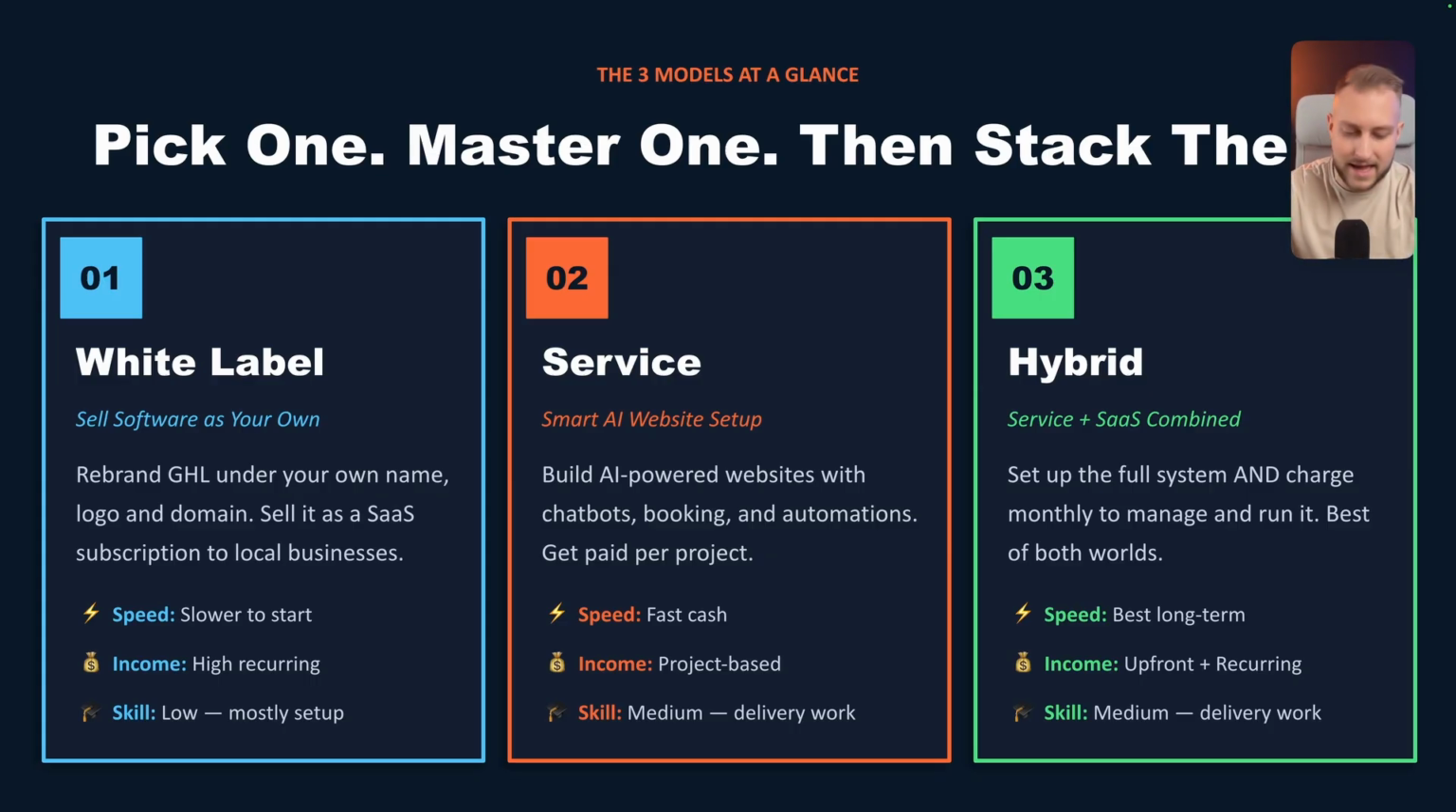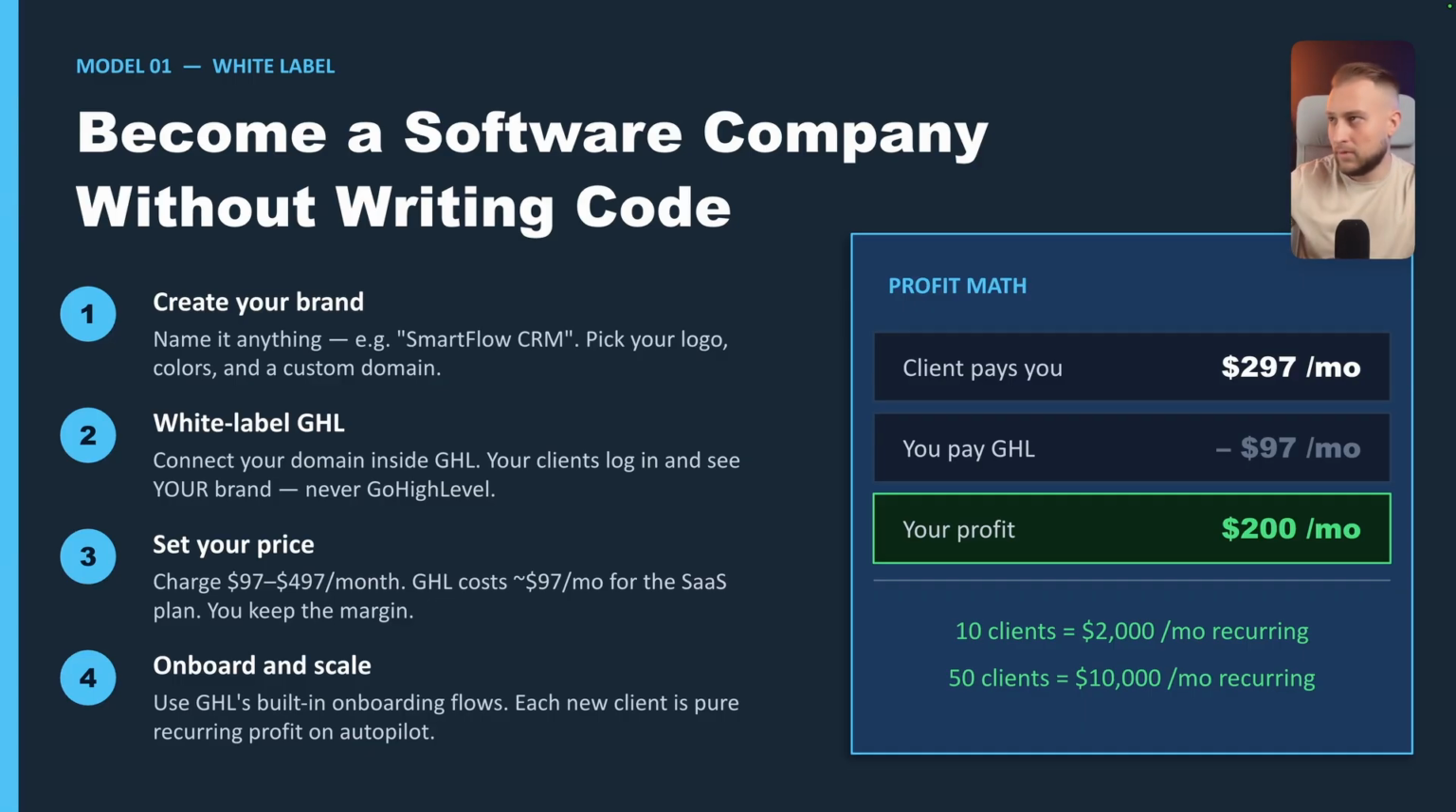This is exactly the same in this particular example. So these are three different models. Now, let's dive deep into each of these models and break them down. Obviously, model number one is a white label model. This is where you become a software company without writing code.